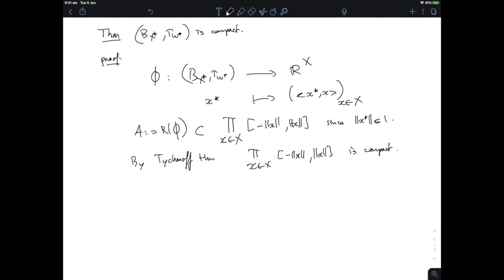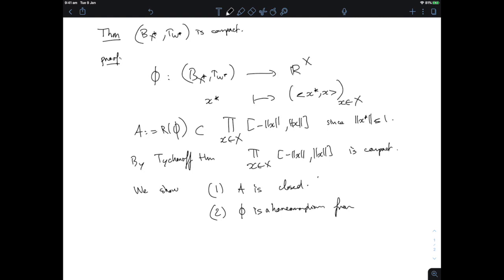Okay, but now how do we get our theorem from the compactness of that set? So we will show two things. One, that A is closed, and then a closed set inside a compact one has to be compact. So A will be compact. And two, we will show that A is homeomorphic, and the homeomorphism is given by phi.